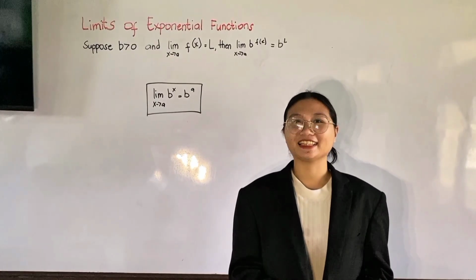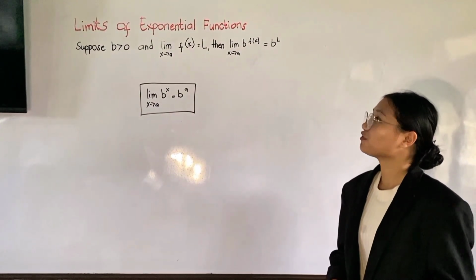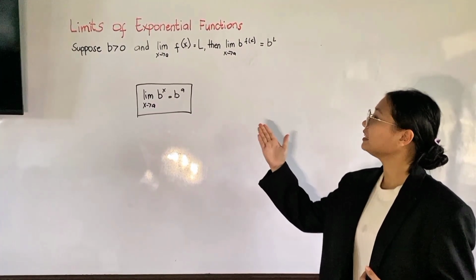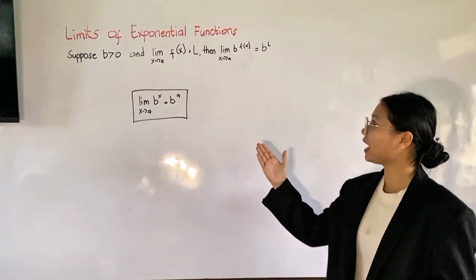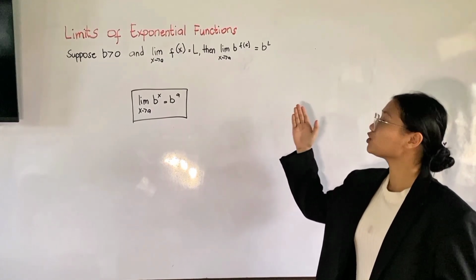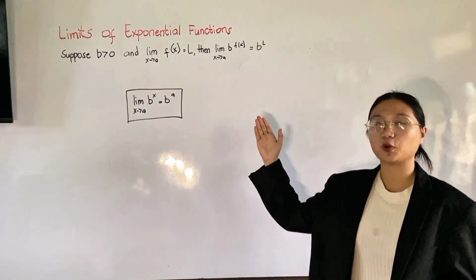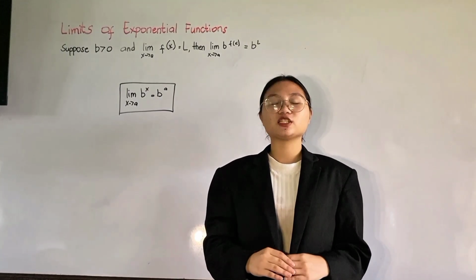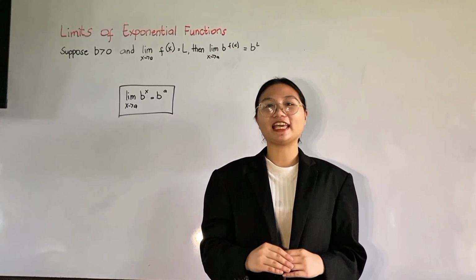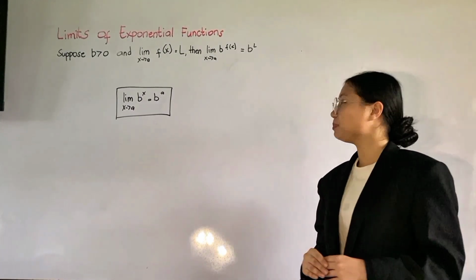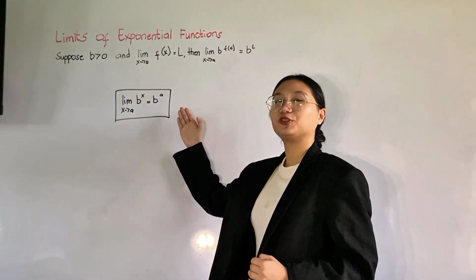Yes, it is correct, because the limits of exponential functions tell us that if b is greater than 0 and the limit of f of x is equal to L as x approaches a, the limit of b raised to f of x is equal to b raised to L as x approaches a. Finding the limits of exponential functions is similar to finding the limits of algebraic expressions. The theorem can be simplified as the limit of b raised to x is equal to b raised to a as x approaches a.